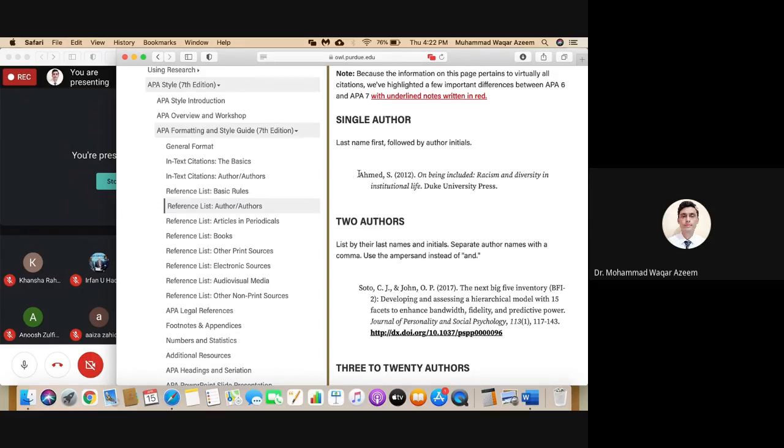Now, this is one complete citation of a source which has one author. Please see how it is written. Notice the last name Ahmad, comma, the initial of the first name S, a period, in parentheses 2012, it is the year of publication, then a period, and then the title of the work. Okay, notice the way the title is written.